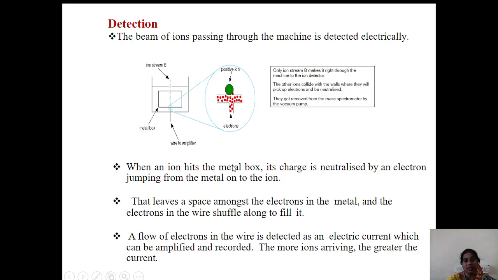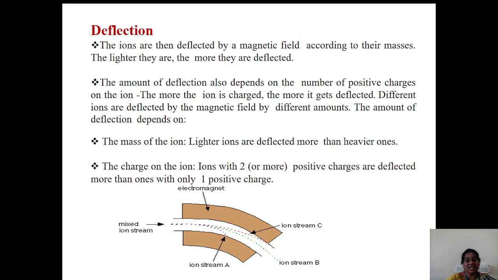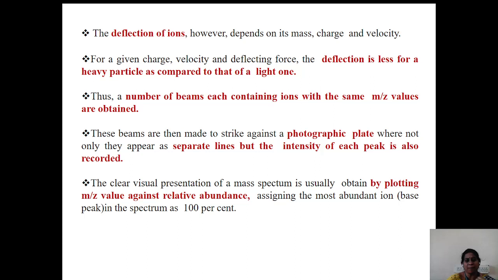Thus you have a mass spectrum, which, as we have seen in the previous slide, represents the m by z value against the relative abundance.